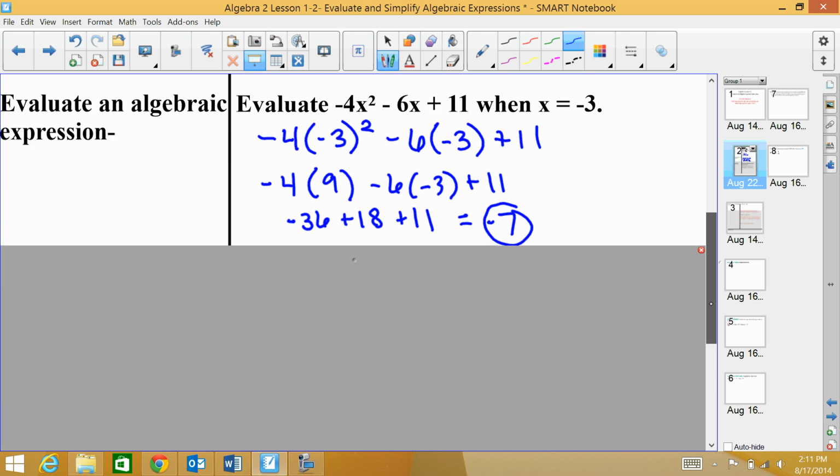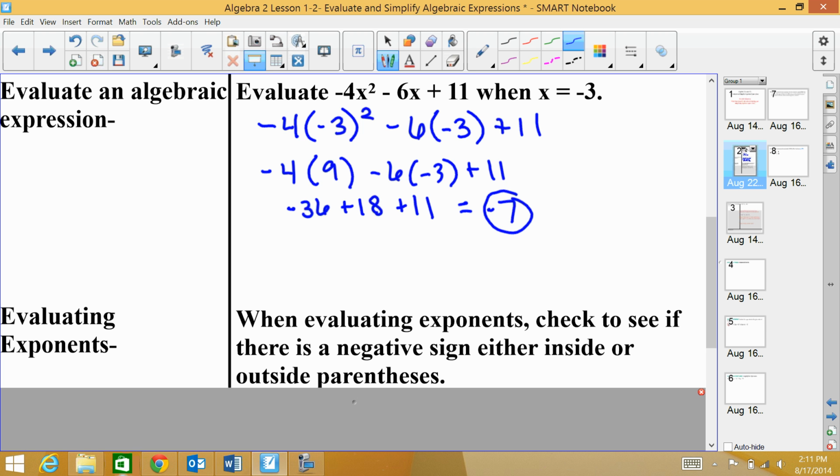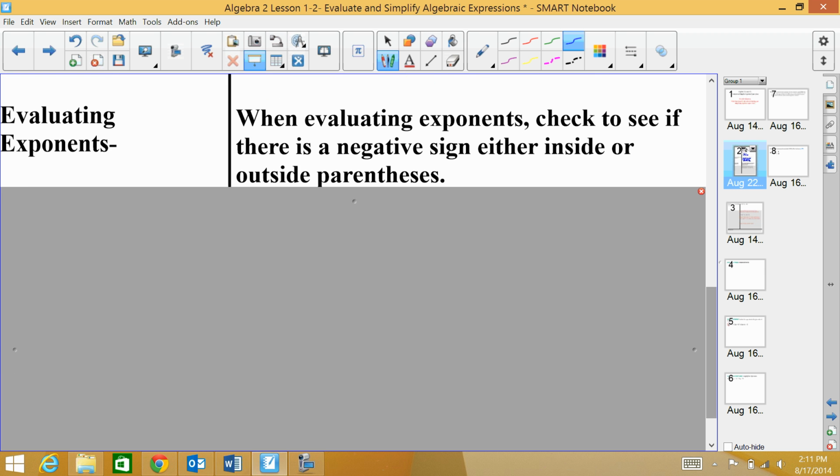Okay, let's move on to some more problems. This is pretty basic review of Algebra 1 so far, so if you feel like you've already done this before, that's probably why. Now, evaluating exponents. Whenever you're evaluating exponents, you want to check to see if there's a negative sign either inside or outside the parentheses, or if there's even any parentheses at all, because that will make a big difference in how you evaluate expressions, and that's one of the most common mistakes made in this class. So this is something to pay attention to from the beginning.